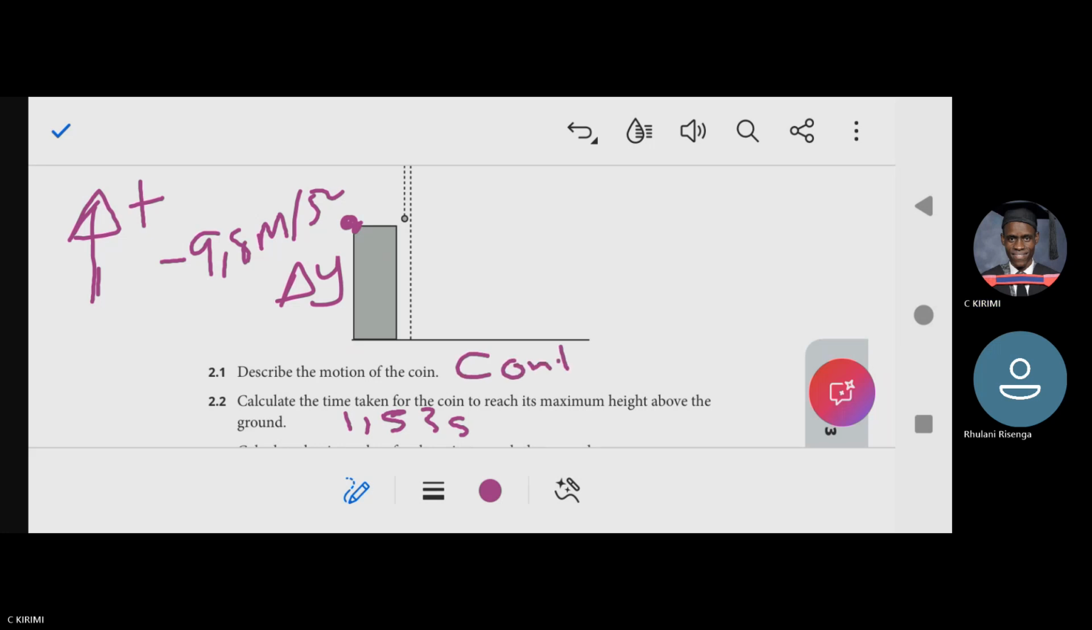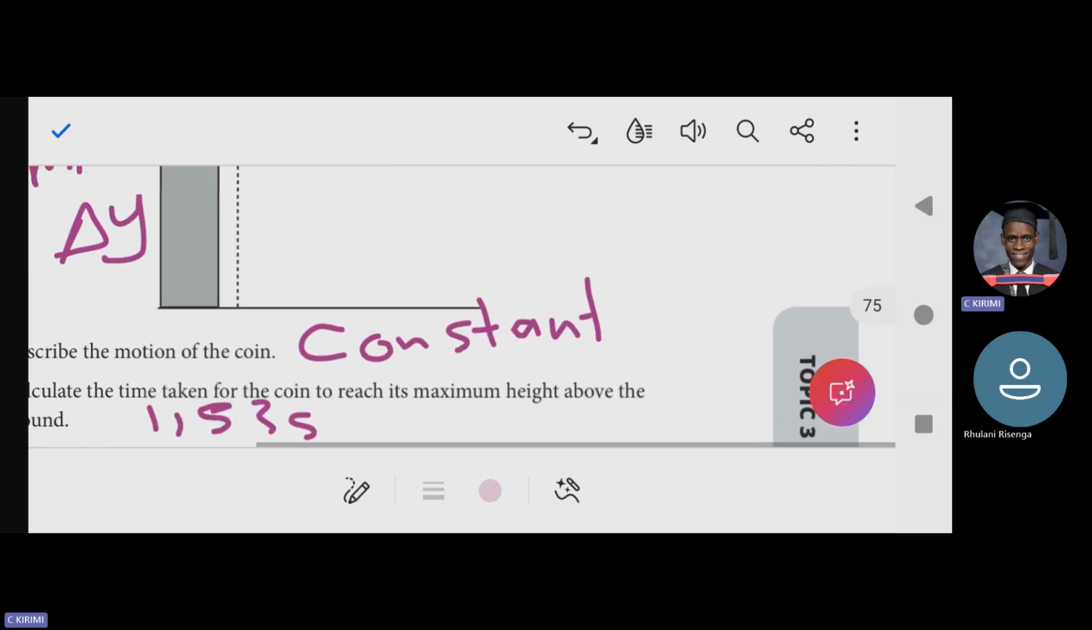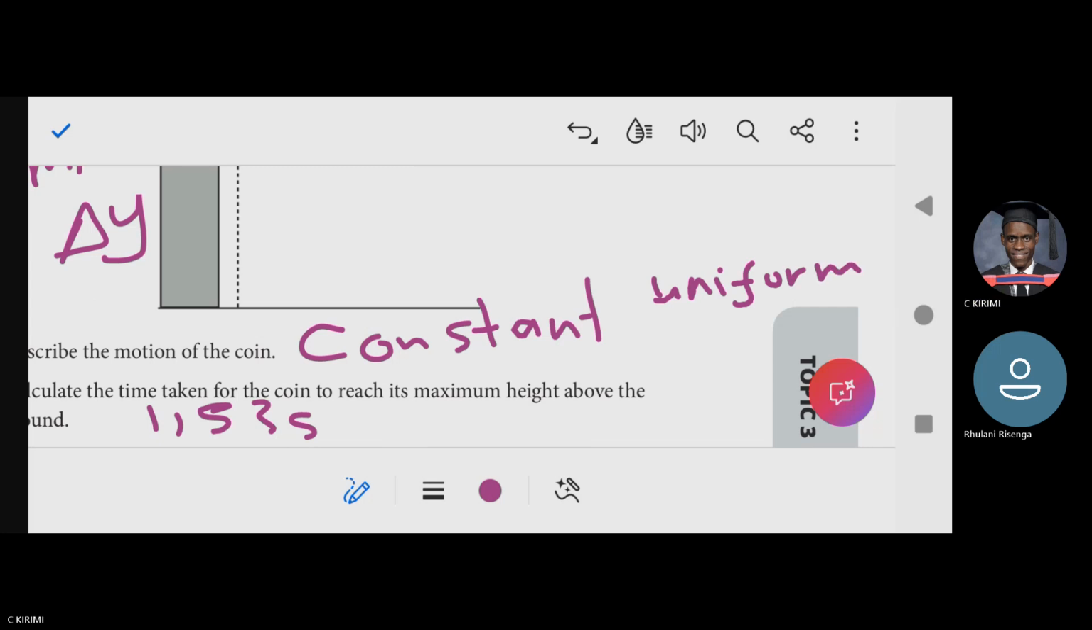constant uniform acceleration. But this acceleration is downwards. So we are describing it as this coin is under constant uniform acceleration, which is downwards. By uniform, it means it's constant as well. So uniform acceleration, which is downwards. So that is the motion. You can describe it like that.